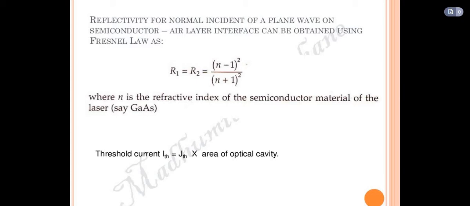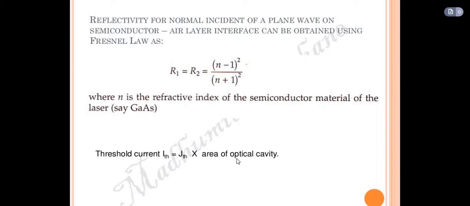R1 is equal to R2 is equal to n minus 1. What is this n actually? The air layer is 1, and n is the refractive index we are considering by using the Fresnel law. The air layer interface reflectivity can be obtained by using the Fresnel law, which is given by this formula. R is equal to R1 is equal to R2 is equal to n minus 1 whole square by n plus 1 whole square. So where n is the refractive index of the semiconductor material. Okay, so that is considered to be gallium arsenide.